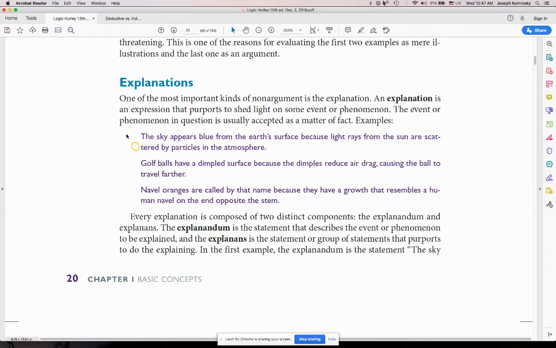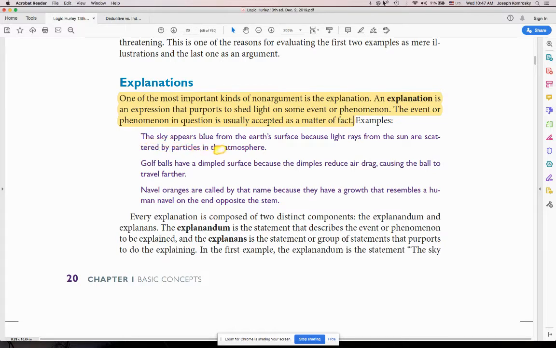Explanation. So one of the most important kinds of non-arguments is an explanation. An explanation is an expression that purports to shed light on some event or phenomena. The event or phenomena in question is usually an accepted matter of fact. So, for example, the sky appears blue from the Earth's surface because light rays from the sun are scattered by particles in the atmosphere.